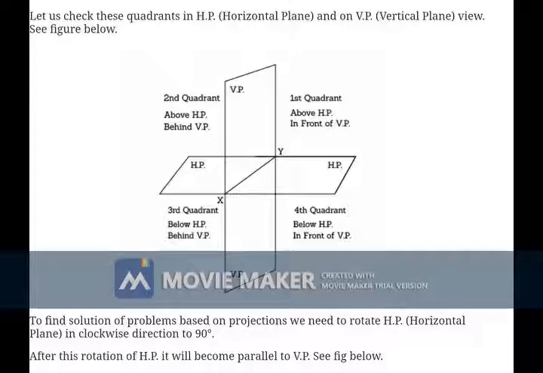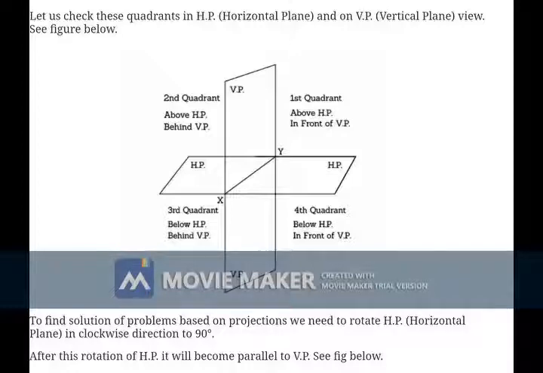Similarly the third quadrant is below your horizontal plane. So the third and fourth quadrants are below your horizontal plane. If you place an object in the third quadrant, it is below the horizontal plane and behind the vertical plane, and if you place the object in the fourth quadrant, it is below the horizontal plane and in front of the vertical plane. So these are the four quadrants.